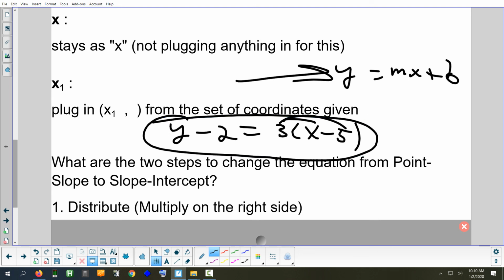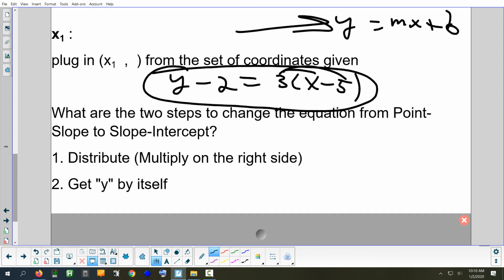And then, what about this minus 2? How would you put that on the other side? So, Maya, how would you put that minus 2 on the other side? Yeah, you would add it. So you don't always have to do this. But if they ask you to change it from point slope to slope intercept, you've got to do two things. You have to distribute, and then you have to get the y by itself. Again, these steps are optional only if they ask you to do it in the problem.